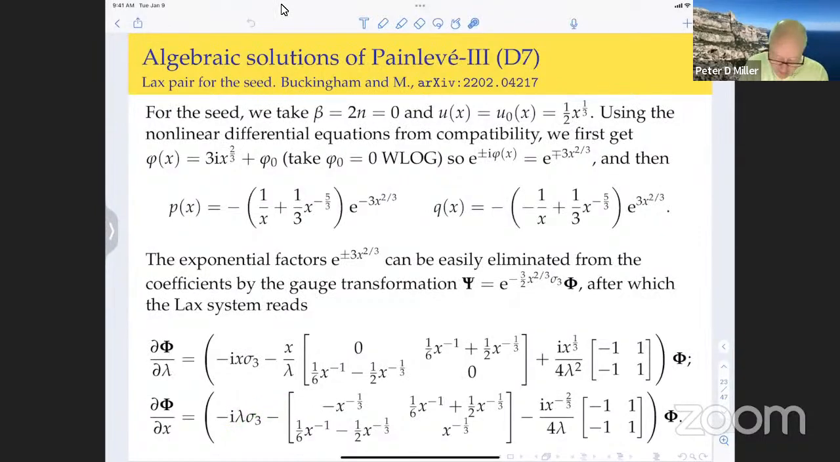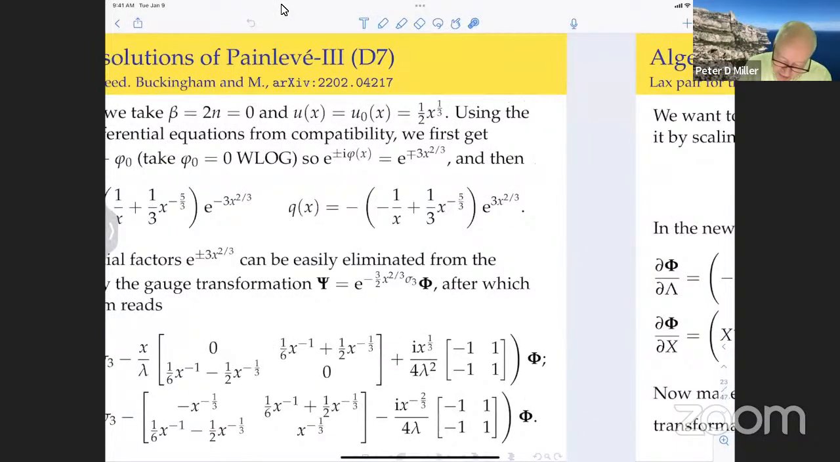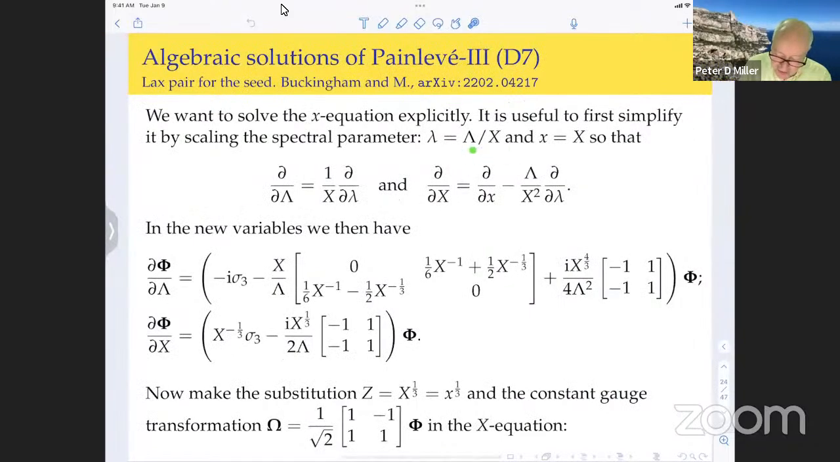So let's do that. We're going to set lambda to be capital Lambda over capital X. So these are like new spectral and independent variable coordinates, deformation coordinates. And little x is the same as big X. Then we write the Jacobian out and so on, and we get the partial derivatives with respect to big Lambda and big X. And then in these new variables, we mix up things in the X equation. That's what's happening here: we're taking this combination, which is cooked up exactly to kill those highest order terms as capital Lambda goes off to infinity.